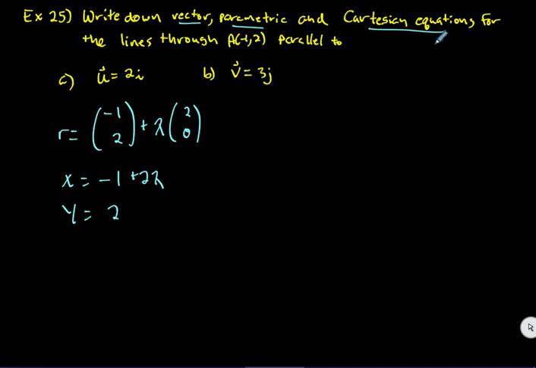And then my Cartesian equation, well, if you look, y is just equal to 2, right? Doesn't matter where x is, y is going to be 2. This is my Cartesian equation. So my Cartesian equation is just y equals 2. Now for the parametric, I need 2 equations in 2 dimensions, but my Cartesian equation is y is equal to 2.